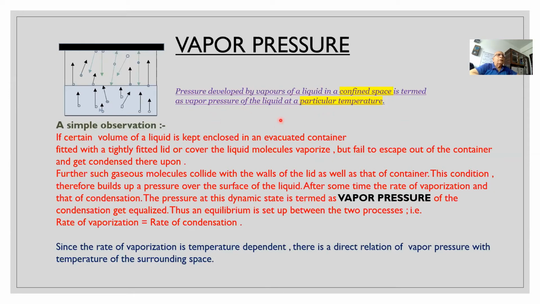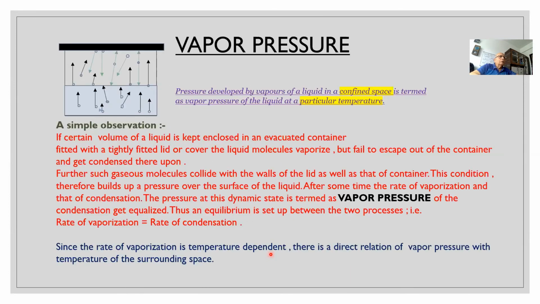Pressure has got a relation with temperature. So all this is described here. You may go through it carefully. An equilibrium is established only when the rate of vaporization becomes equal to the rate of condensation. Since the rate of vaporization is temperature dependent, there is a direct relation of the vapor pressure with the temperature of the surrounding space. Next, let us see what is there.